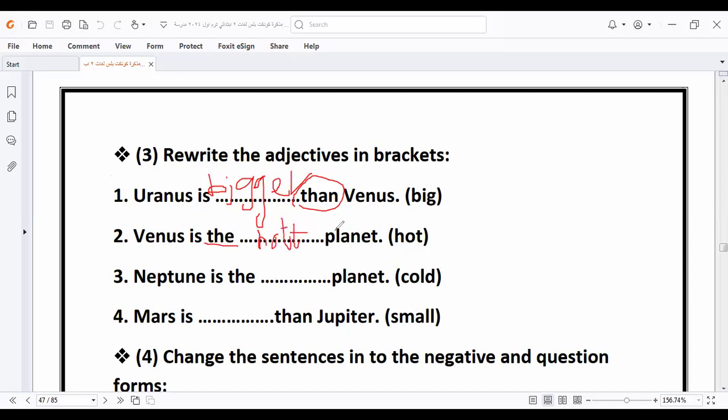So when we see "is," you must put the adjective, adding the "est" to the adjective, like this: the coldest. Here we have the coldest planet. Neptune is the coldest planet.